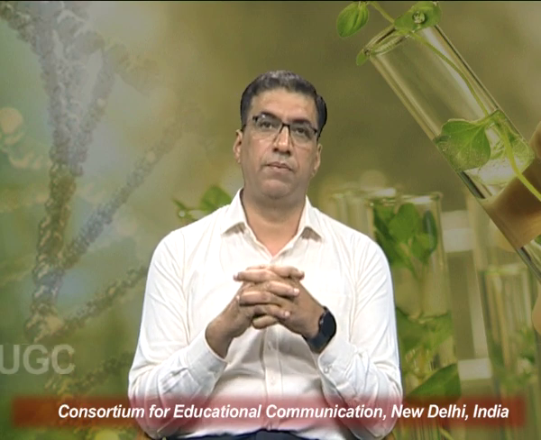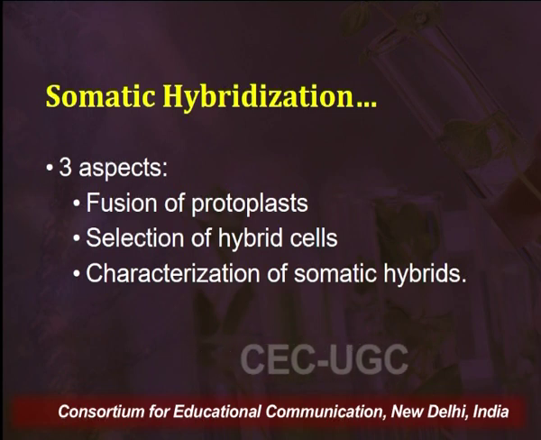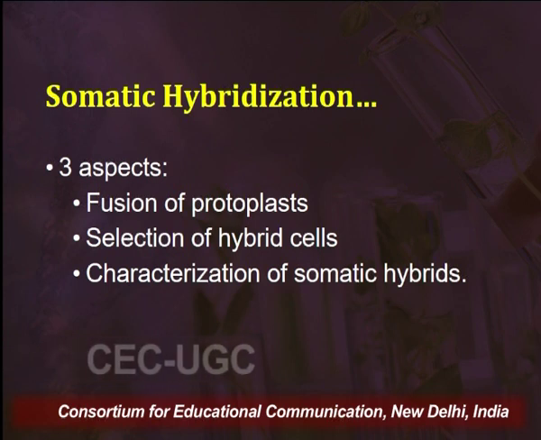Now, we will discuss somatic hybridization. As I told you, once the protoplasts fuse, we call this process somatic hybridization, and there are three major aspects of somatic hybridization: fusion of the protoplast, then the selection of the hybrid cells from the fusion mixture, and then characterization of those somatic hybrids.